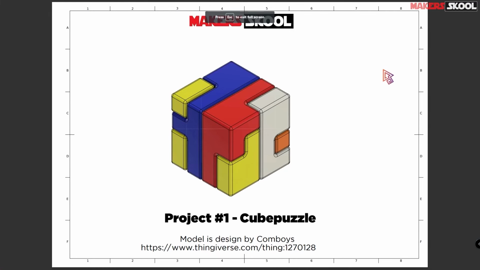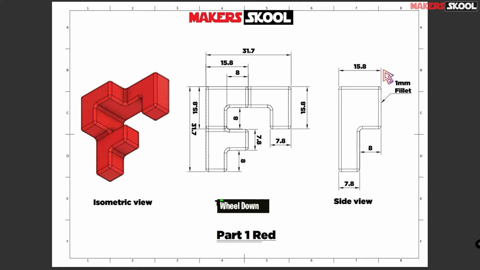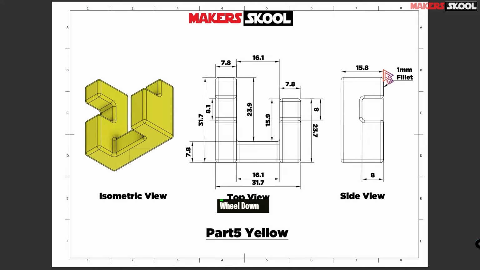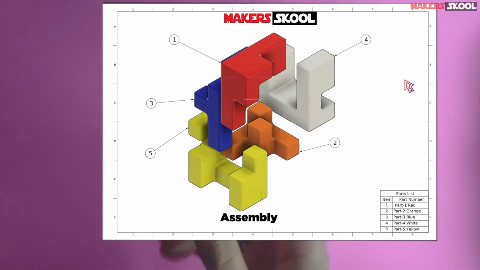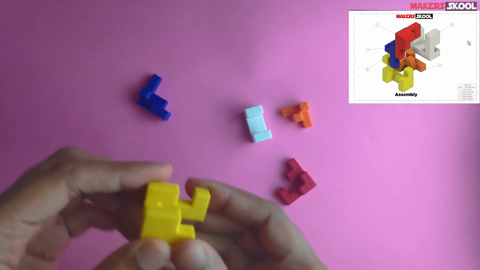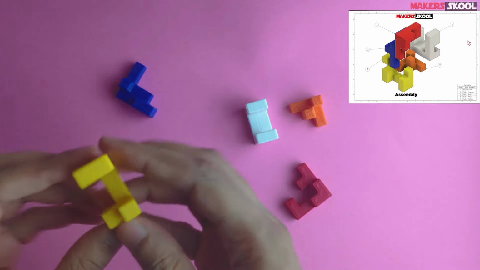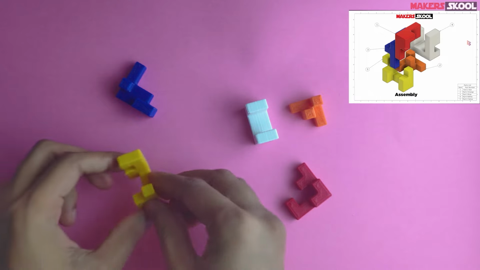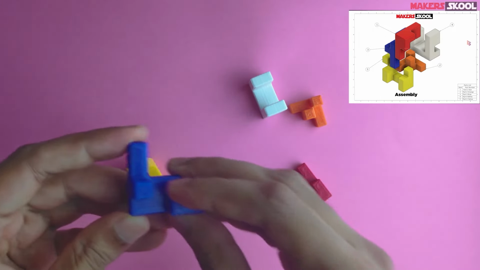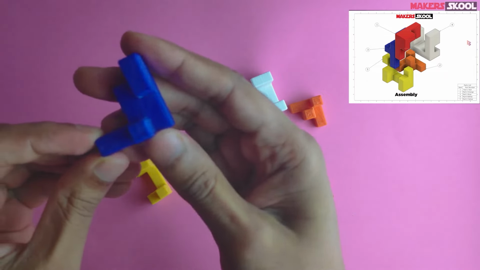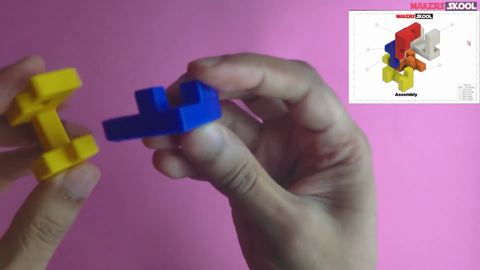So let's do the assembly. For that, open up the drawing PDF and go to the last assembly page of project 1. Using the help of the assembly photo, we will assemble the puzzle. So let's get started. Let's start with the yellow part. Let's first align this according to the PDF. Then the blue part, align this similarly and join this with the yellow part as shown.